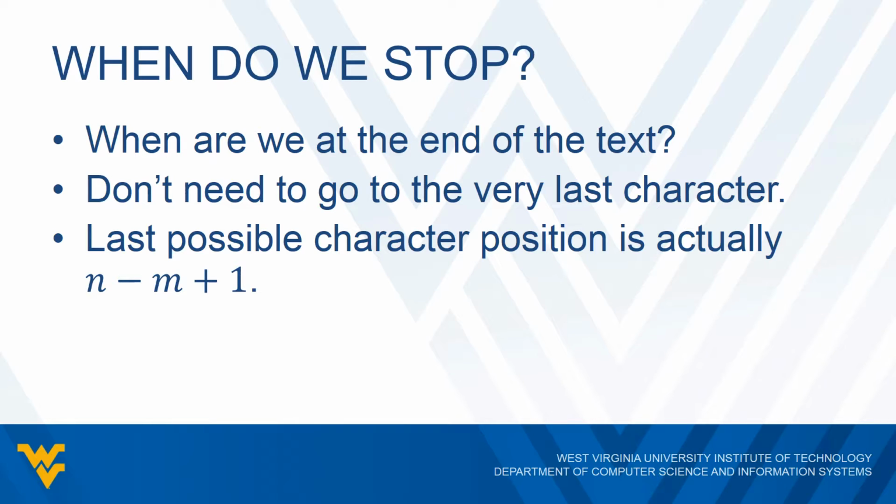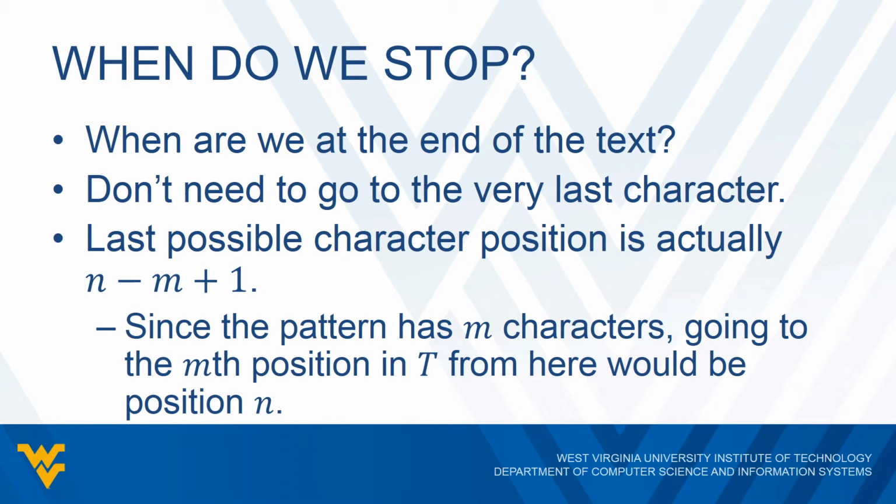Well, here's how we can go about this. It's not as difficult as you think. So our pattern has m characters. So when we go to the mth position in the pattern, from this spot, we would be at position n. I want to make sure I clarify that: position n, not m. Now, you might think, well, wait, how do we do this? Okay, let me show you a quick example.